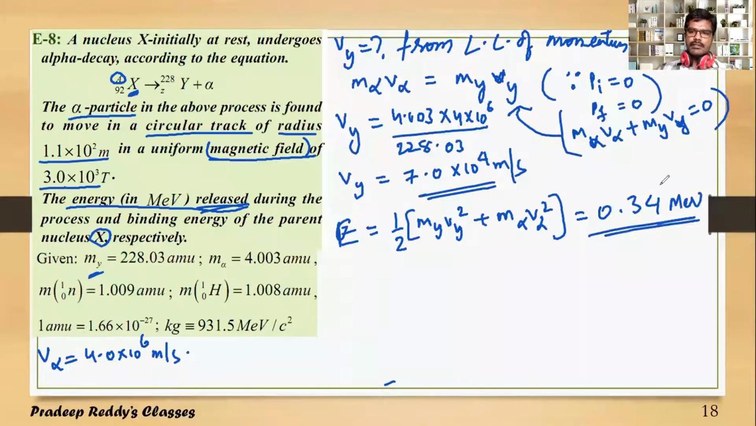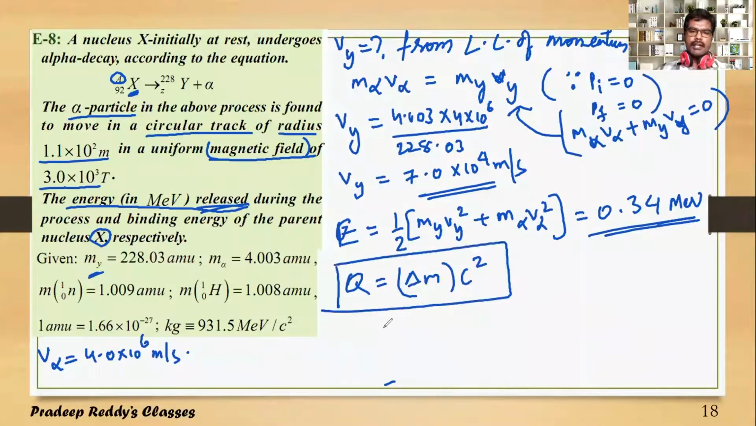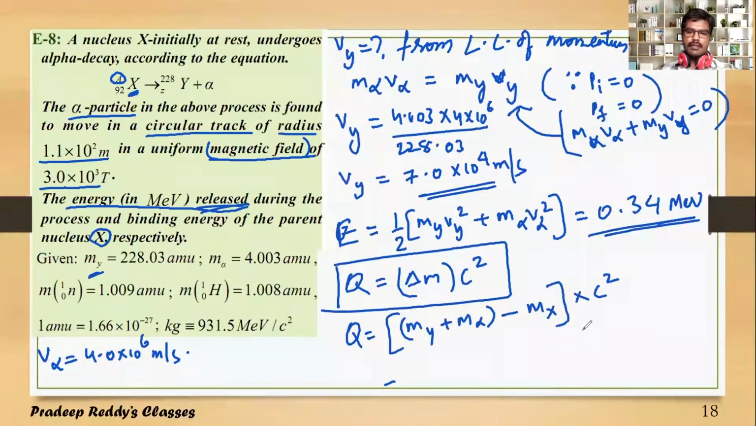So after this you should calculate Q value. Q will be equal to delta M into C square. So Q will be equal to delta M, which is mass of Y plus mass of alpha minus mass of X, into C square, and this is giving you Q value, and Q if you calculate you will be getting it as 1828.2 million electron volt.